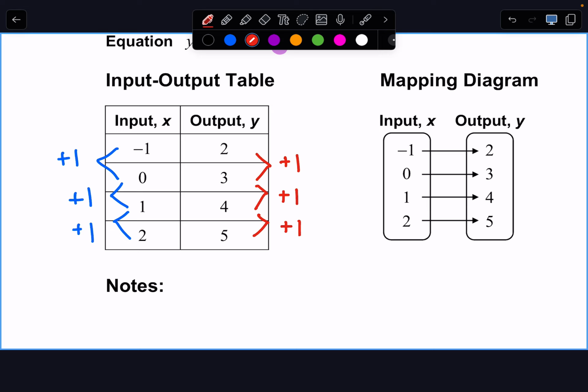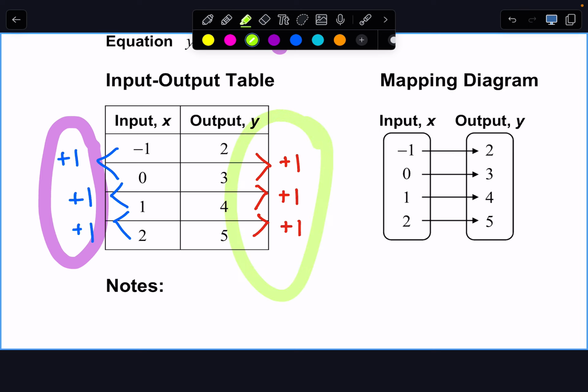Now, I don't care that the blue and the red numbers are the same number. That's not going to happen very much. But what we need to make sure is, is this a constant rate of change? Yeah, we're +1, +1, +1, +1, +1. Is this a constant rate of change? Do my y's, my outputs, get bigger or smaller at a constant rate?